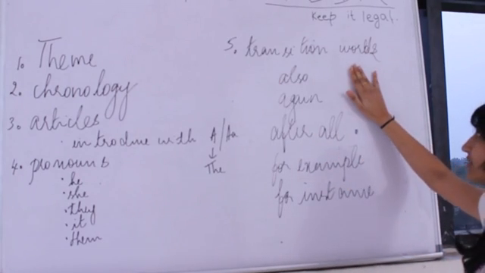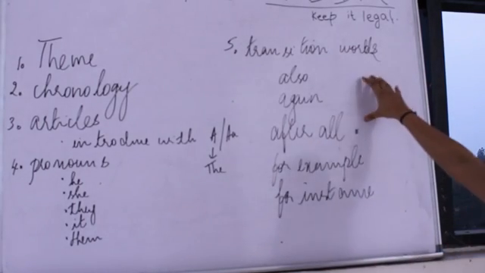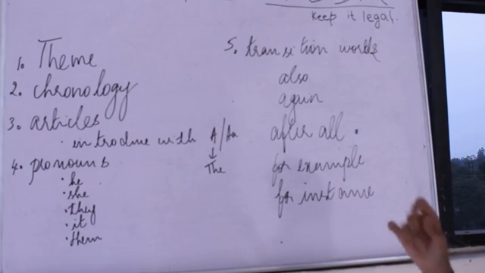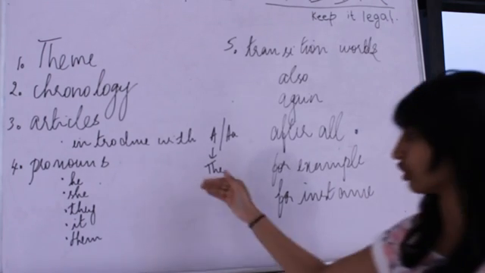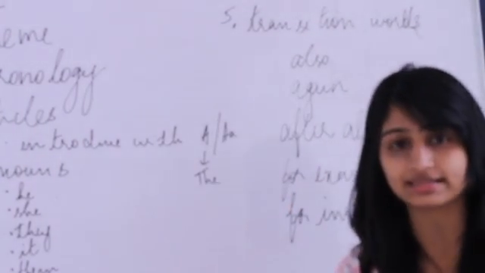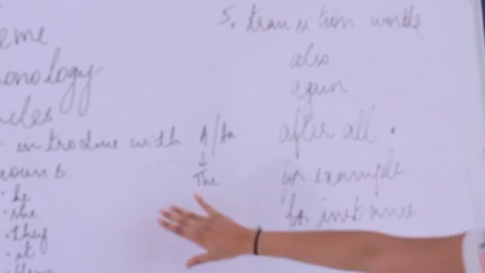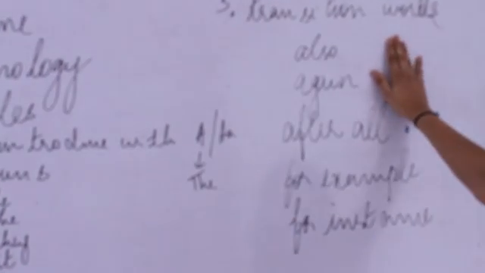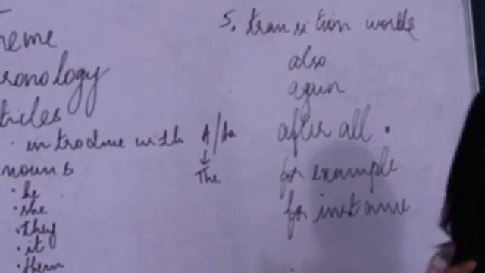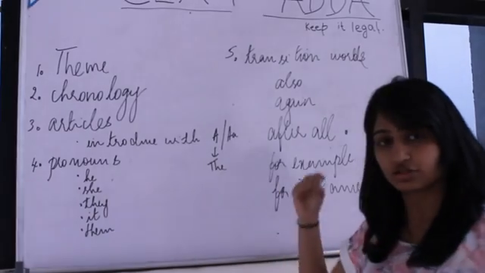Lastly, you have to look for transition words. Now transition words change the context of the passage, not the passage, the sentence basically. So if you're talking about something in the first 2 sentences, and something is completely different in the other 2 sentences, what comes in between is the transition word. Things like also, again, after all, for example, for instance. So they help you change the nature of the paragraph from one sentence to another.